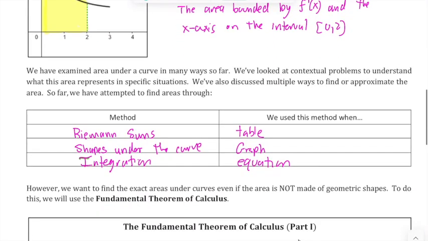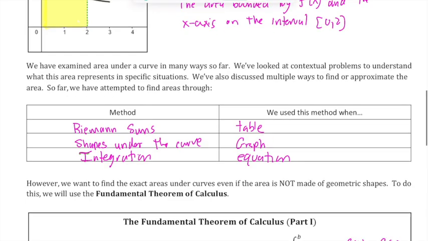Now, we have done many different ways of approximating area. We've used Riemann sums, and again, you could also use trapezoidal or midpoint, but Riemann sums use the left or right endpoint of rectangles. This is appropriate to do when you have a table. We've also looked at geometric representations where, if you look under the curve, there are basic shapes that you can find the area of. You can just calculate each shape under the curve, and that's usually appropriate when you have a graph. And the last method is integration.